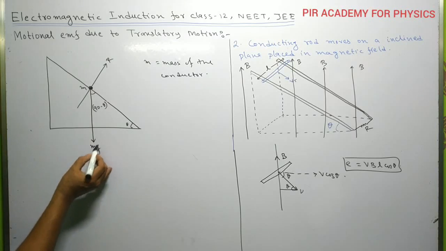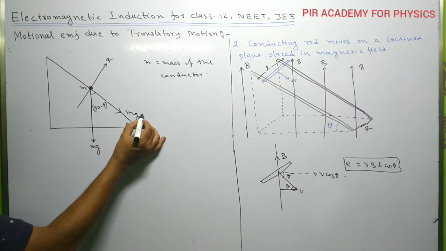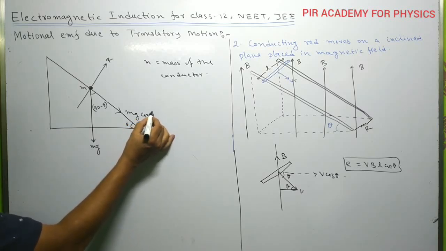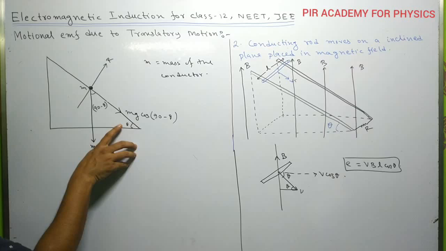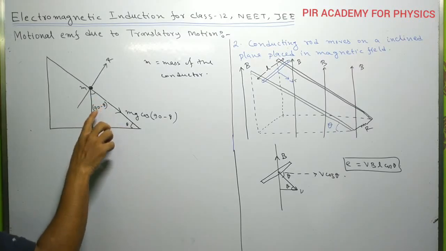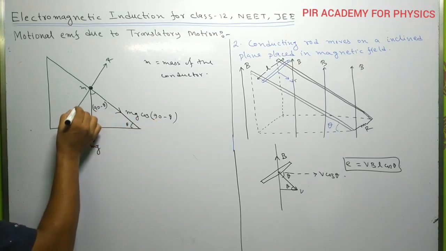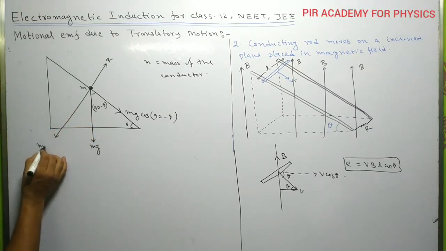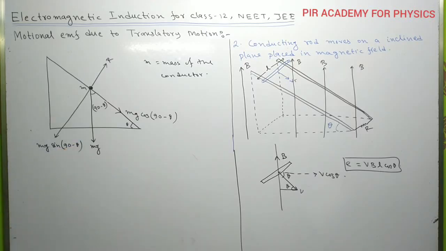The component of mg along this direction is mg cos(90 degrees minus theta). Here is theta, and if this is 90 degrees, it will be 90 degrees minus theta. The component of mg equals mg cos(90 degrees minus theta), and along this direction will be mg sin(90 degrees minus theta). This is the component of mg.